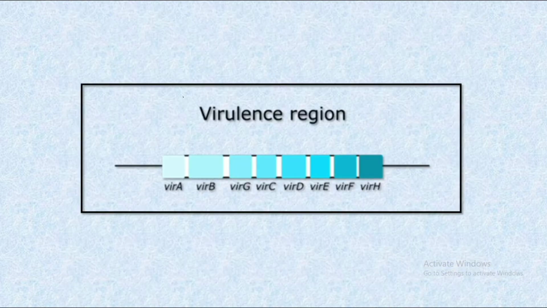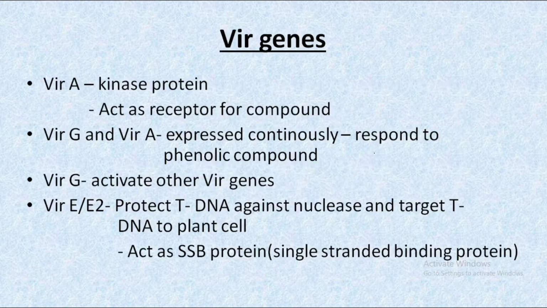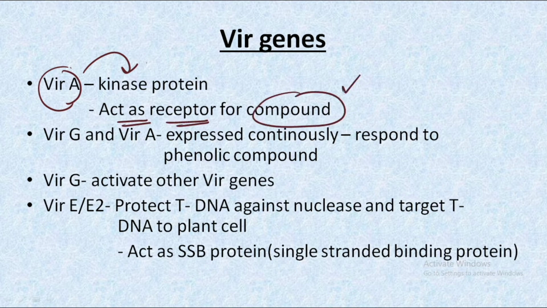So this is the virulence region that we have to focus on. We have the various vir genes, that is VirA, B, G, C, D, E, F and H. Let's discuss the various vir genes in detail. The first gene that comes into action is VirA. It is a kinase protein and it acts as a receptor for a compound. And what compound?